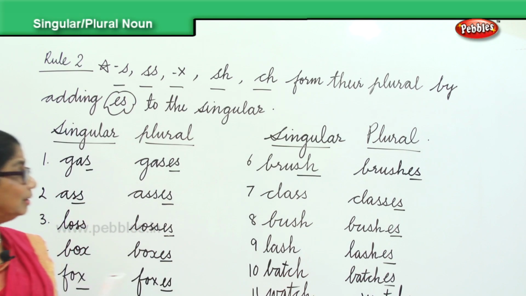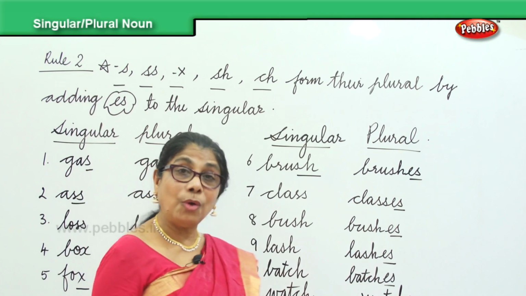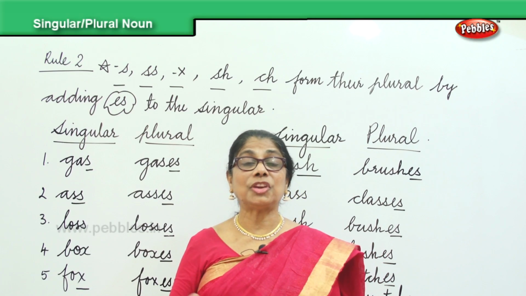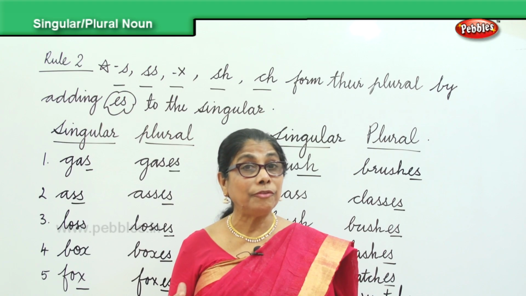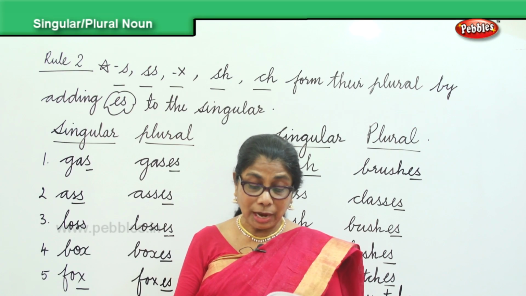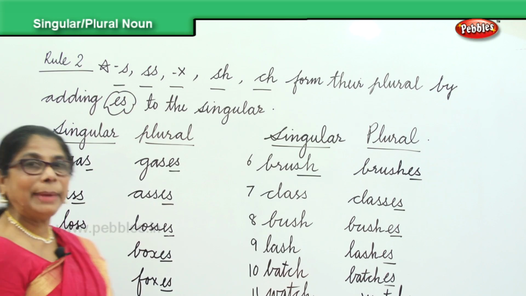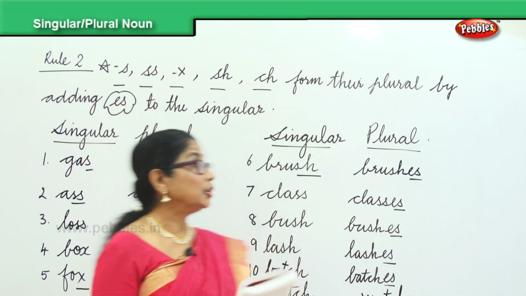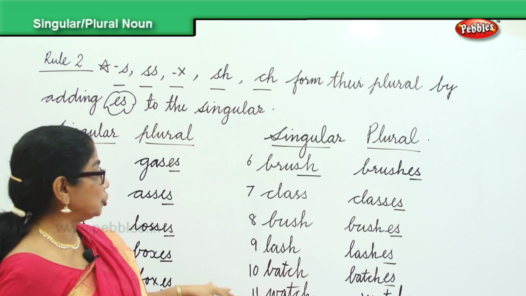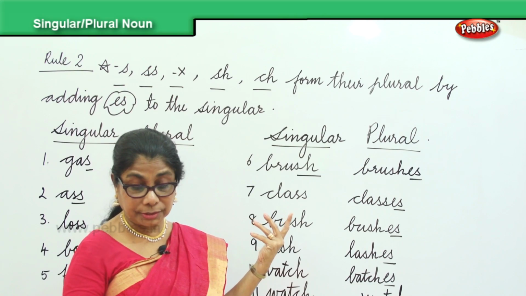Now, we have learned rule number 2. What is rule number 2? Singular nouns ending in s, ss, x, sh, and ch form the plural by adding es to the singular. I also have other words like bench. How will you form that? Bench, benches. That ends in ch, so you add es. Then church, churches.